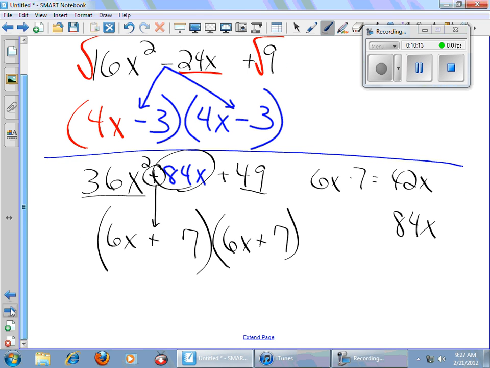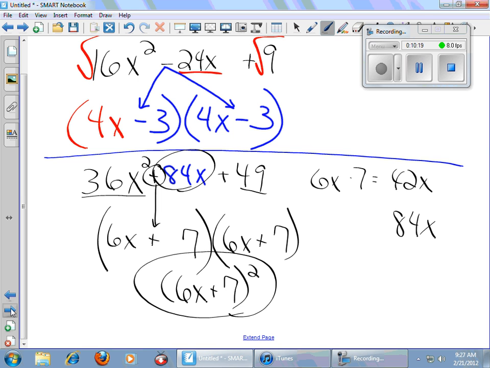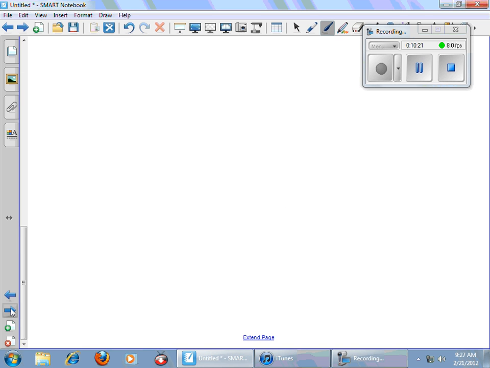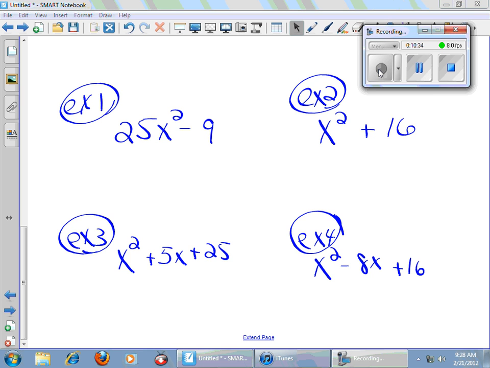Now some of you are thinking, Mr. Lawrence, could I have just written it this way? Gold star to those of you thinking that. Exactly. So, tell you what, let's put up a couple problems and you identify whether they're perfect square trinomials, difference of perfect squares, neither, and then go ahead and factor the ones that are. So hold on a second.